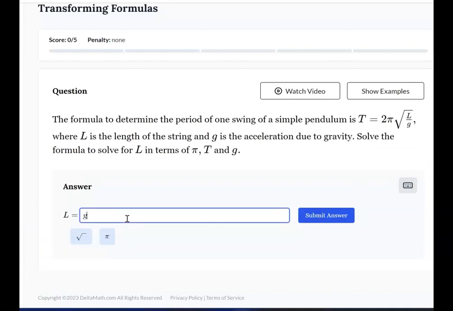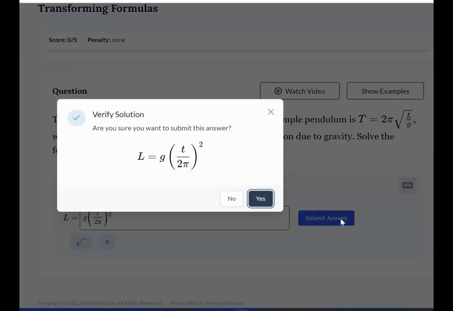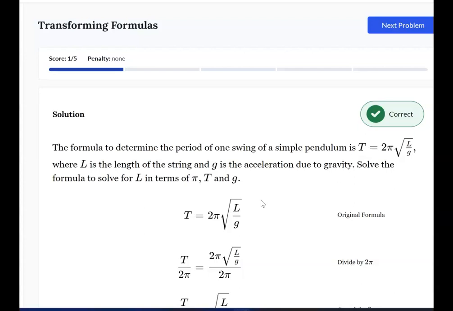So I know we had g parentheses t divided by 2 pi, then close the parentheses, and then raise it to a power. You can either use the virtual keyboard or you can use the Shift 6 on your keypad. So we're going to submit our answer. And there you go. Let's try another problem.